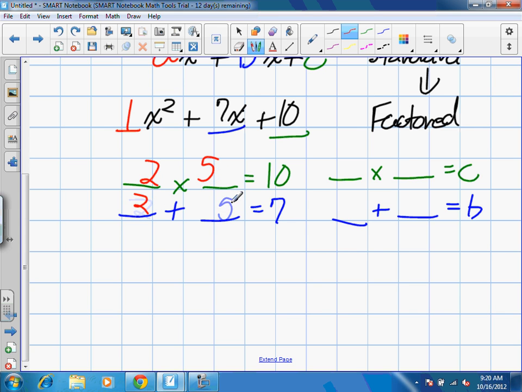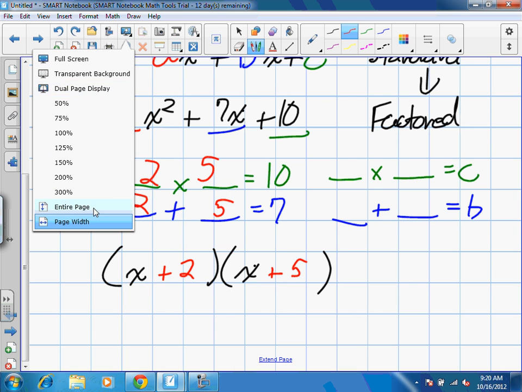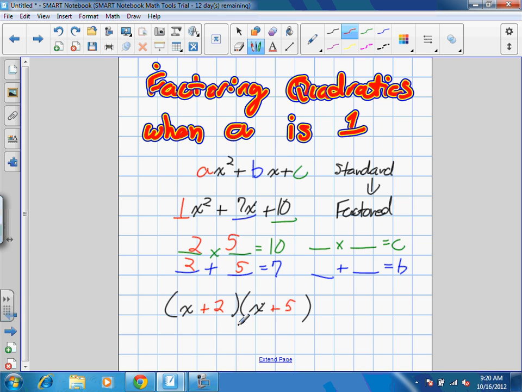So, since we've got those already, we know they're going to be 2 and 5. That satisfies everything here. When I go to put it into my factor form, again, this is only when A is 1. My first terms will both be just x, okay, or in other words, 1x, because A is 1. And then my other 2 terms are going to be, one will be a 2, and one will be a 5. This is a shortcut to this style, when A is 1, okay? Remember, what I showed you before will always work. This will only work when our A value is 1.